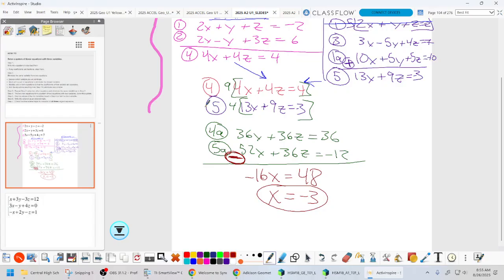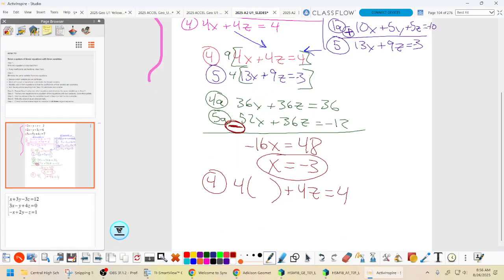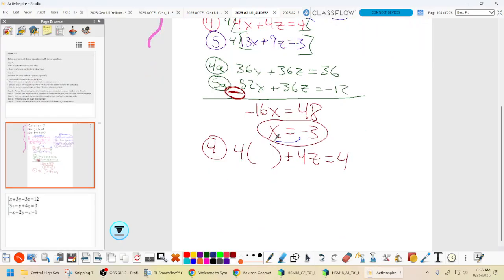Okay, so we take this into equation 4, and that would be 4, and then leave, in parentheses, leave a spot to plug in the negative 3. So 4x plus 4z equals 4. And that guy goes right there. So negative 12 plus 4z equals 4. Add your 12, 4z equals 16, and z equals 4. Okay.